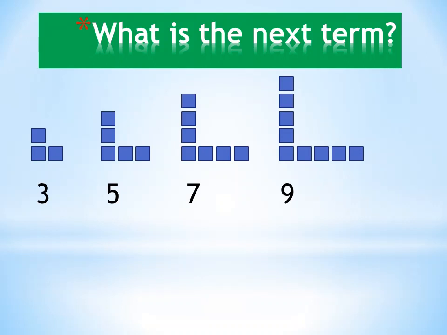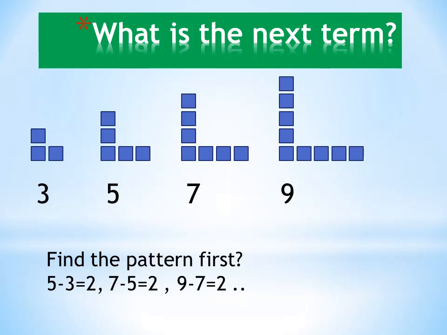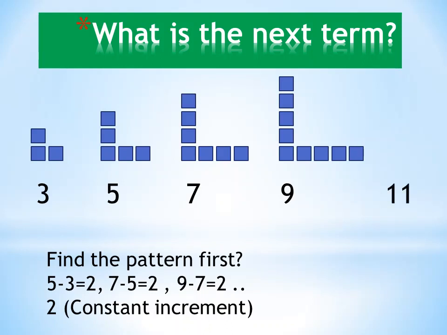Now find the next term of this sequence. Look at the sequence. First we have 3, 5, 7, 9. Find the pattern first. How can we find the pattern? By subtraction. Yes. 5 minus 3 is equal to 2, 7 minus 5 is equal to 2, 9 minus 7 is equal to 2. Now the pattern here is 2, a constant increment. First we have 3, add 2 to it: 3 plus 2 is equal to 5, then we add 2 to it, it becomes 7, then 7 plus 2 becomes 9. Now add 2 to 9: 9 plus 2 is equal to 11. Yes, the next term is 11.